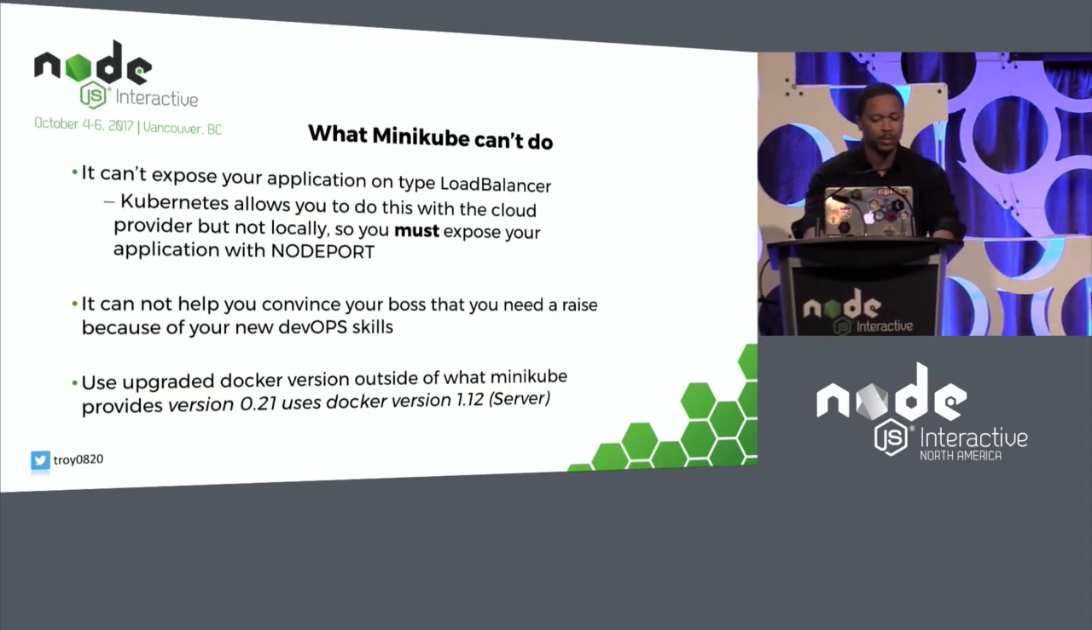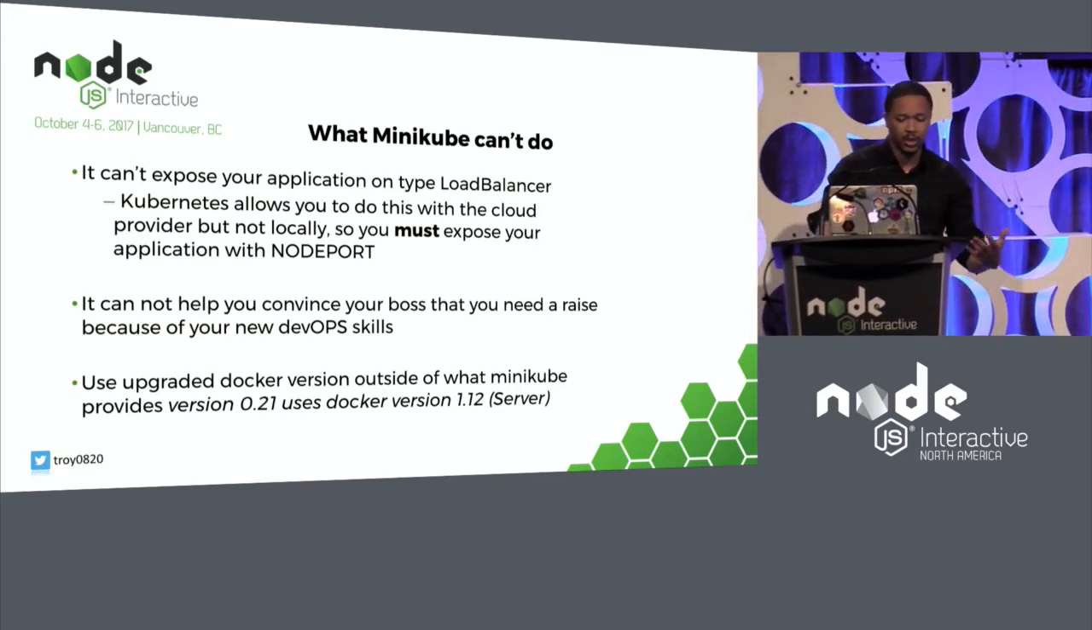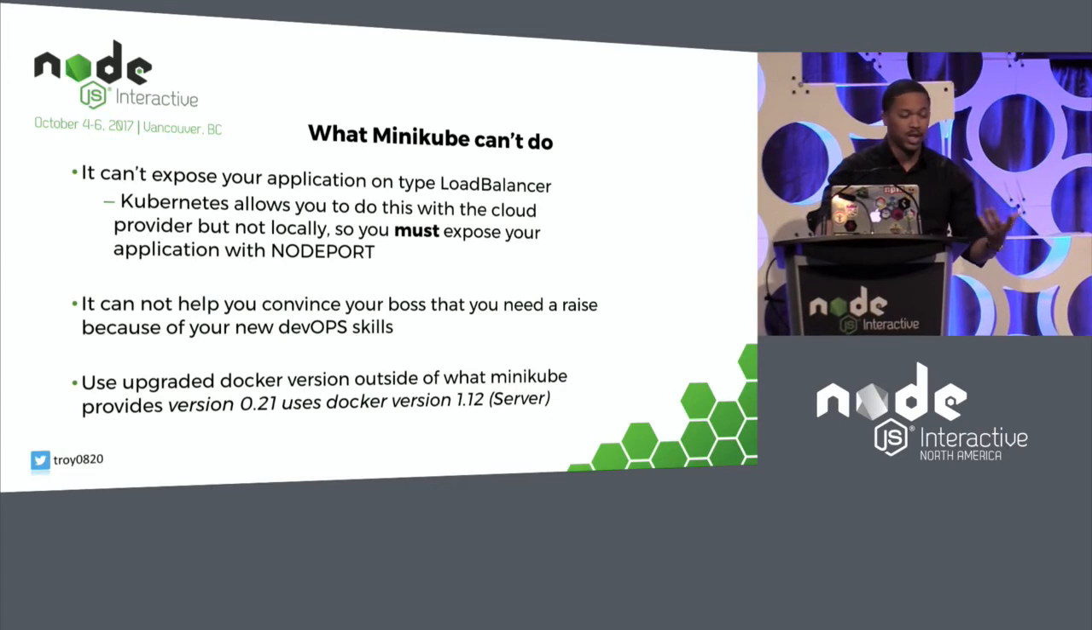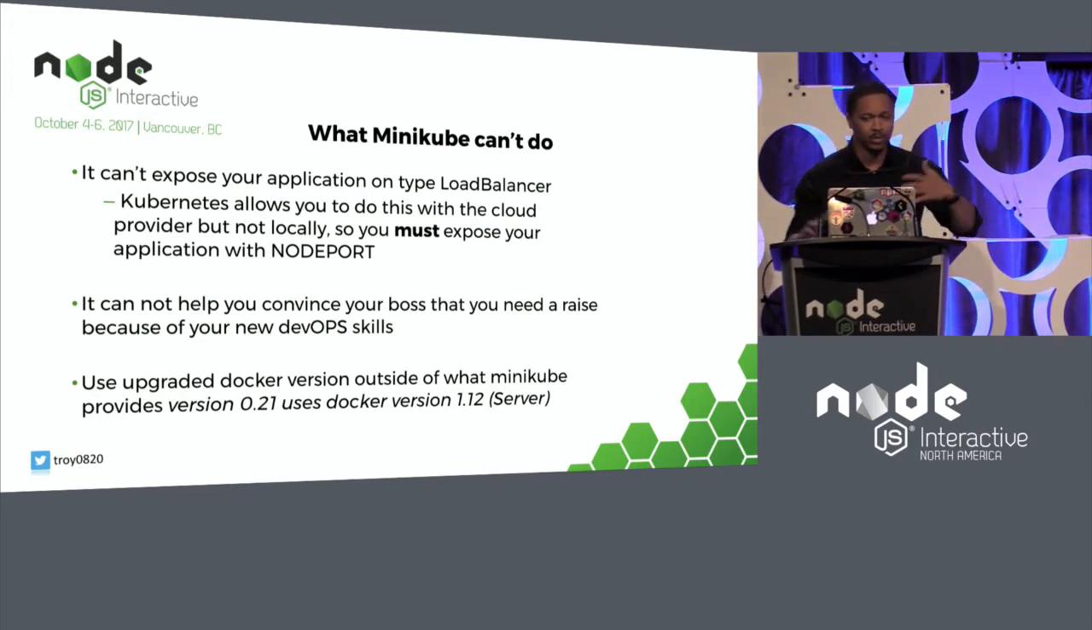So you have to use NodePort or ClusterIP. It can't help you convince your boss that you need a raise because of your awesome new DevOps skills. You can try it, but don't say that I told you to do that. And you can't use upgraded Docker versions outside of what minikube provides. So right now, I'm using minikube 21, and it uses Docker 1.12. So all those new cool features that you would assume that you can use in Docker, you can't because of what's provided with minikube.